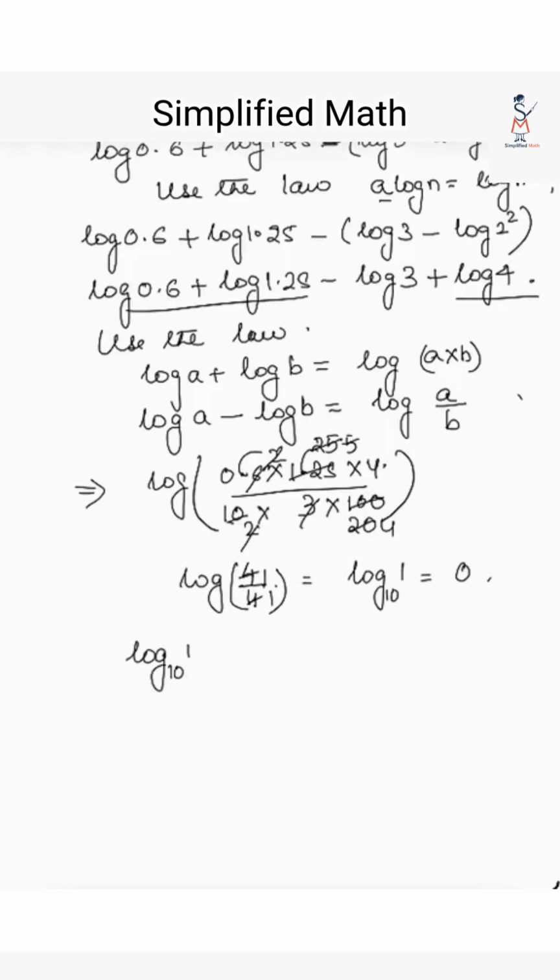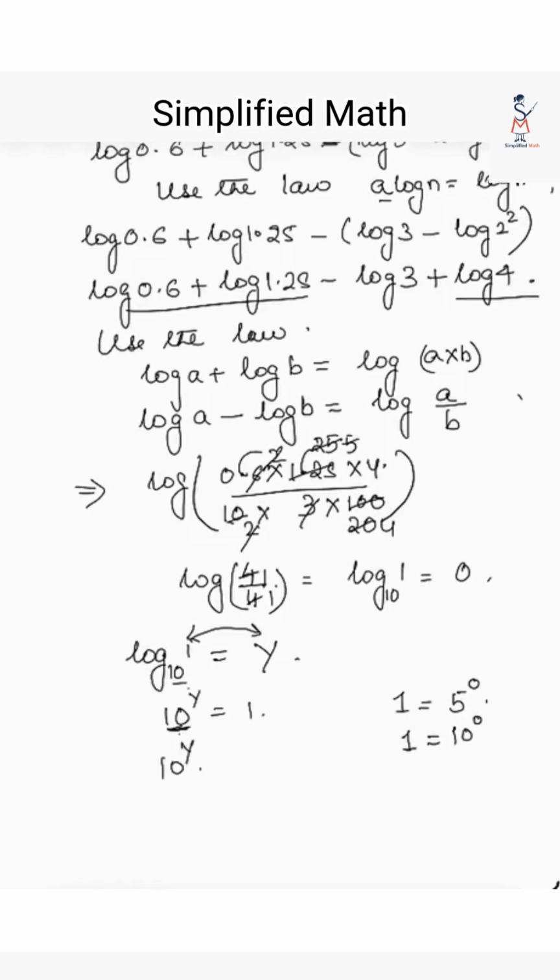Log 1 to the base 10, let it be y. Okay, so we know how to change the log form to exponential form. This both get exchanged. 10 will remain the base. 10 raised to the power y is equal to 1. And with exponent, we know that any number raised to the power 0 is 1. It can be any number raised to the power 0 is always 1. So here we have 10.